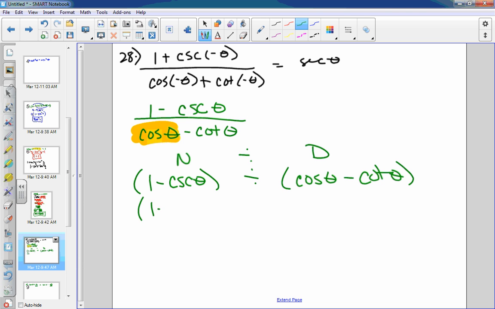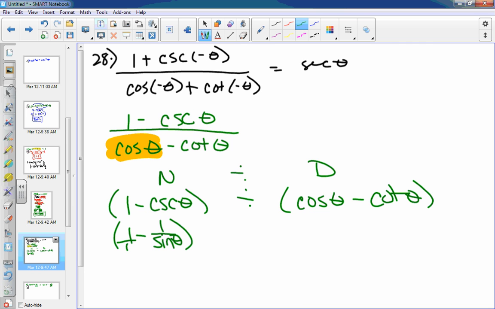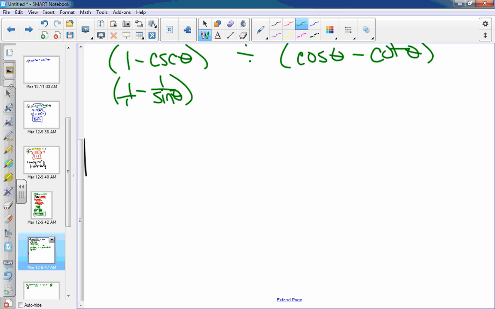So this is going to be 1 minus 1 over the sine of theta, correct? I put this 1 over 1 because I'm adding two fractions together. Would you agree? So if I'm adding two fractions together, I need an LCD. What is the LCD between 1 and sine of theta? It's going to be sine of theta. So I have to have the sine of theta here, and I have to have the sine of theta on the second one.